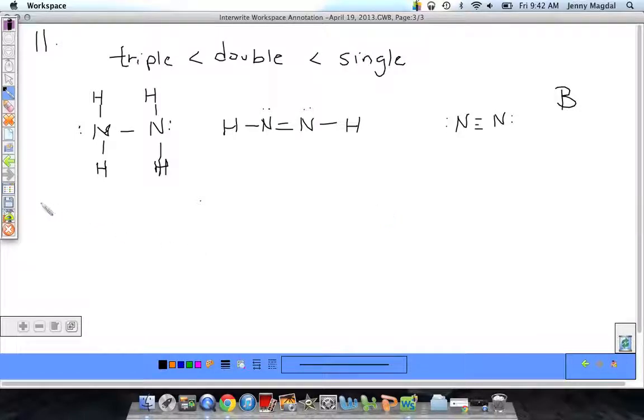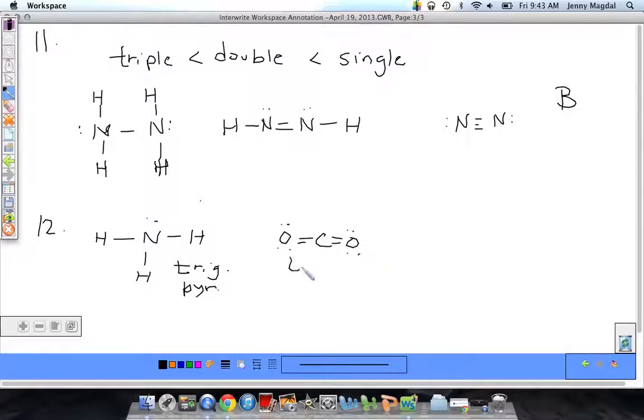Again, we would want to draw for number 12 my Lewis structure, and I would want to identify the molecular shape. So NH3 has 4 electron clouds, but only 3 of them are bonds, so it is trigonal pyramid. The next one, CO2, is linear. That's our easiest one, it's 180 degrees. So we know that's not our answer.